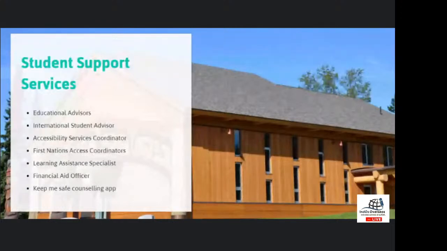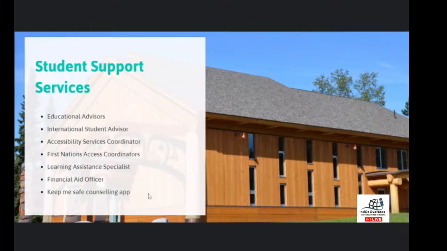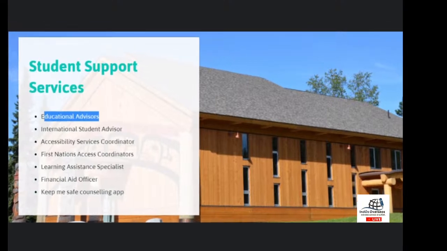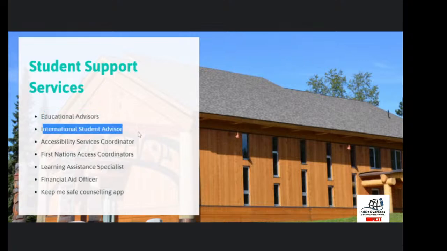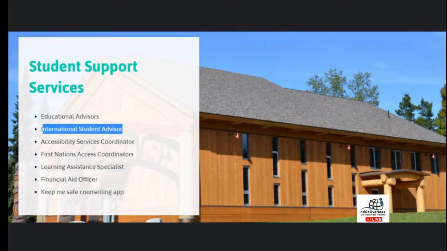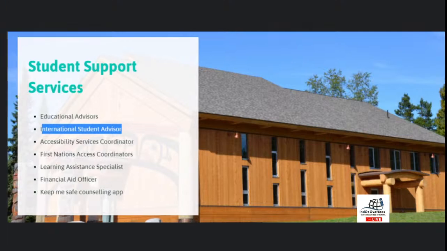So we have educational advisors, international student advisors, learning assistant specialists, financial aid officers, and the Keep Me Safe counseling app also. Educational advisors are there to advise students to choose the right program for their future. International student advisors, we have 3 international student advisor desks at our campus, especially to help and support international students. They help you in registration for your first semester, guide you about the quarantine program, how to reach Terrace campus, and what documentation is required. They assist you to get a job on campus or off campus. So they can support you whenever you need any kind of support.